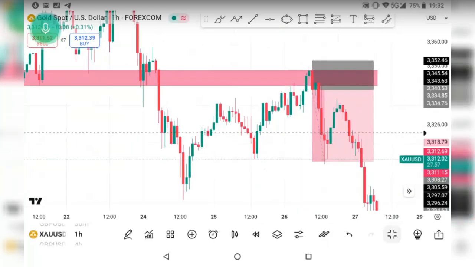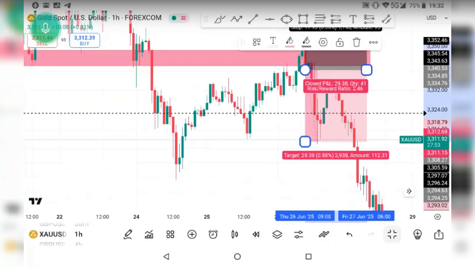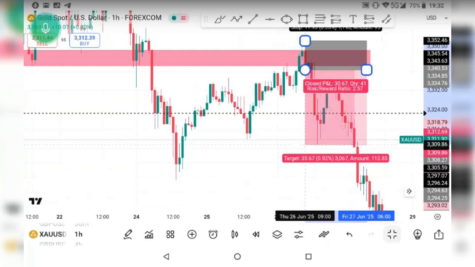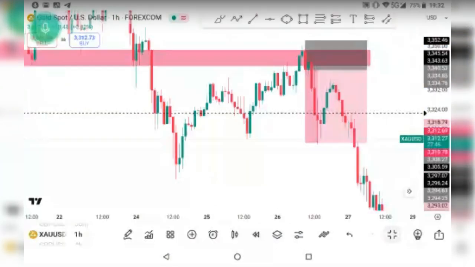Target in 1:2.50, like this. The risk to reward means what you are risking to what you are getting. That's what risk to reward means. So if you are targeting in 1:2, it means you are risking 1% to target 2% of the amount you are risking.